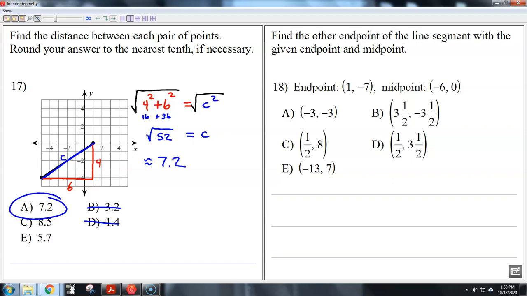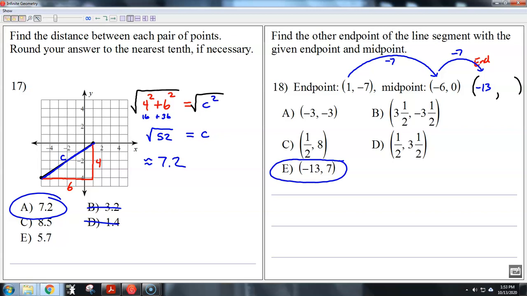Number 18, the end point and the midpoint, and we need to find the other end. There are a lot of ways to do it. You could use fancy algebra, but I like to kind of go this route. So I say, well, if this is an end and this is the middle, from 1 to negative 6, well, it looks like I minus 7. So I need to minus 7 again. Negative 6 minus 7 is negative 13. Well, right away, there's only one answer that has an x at negative 13.